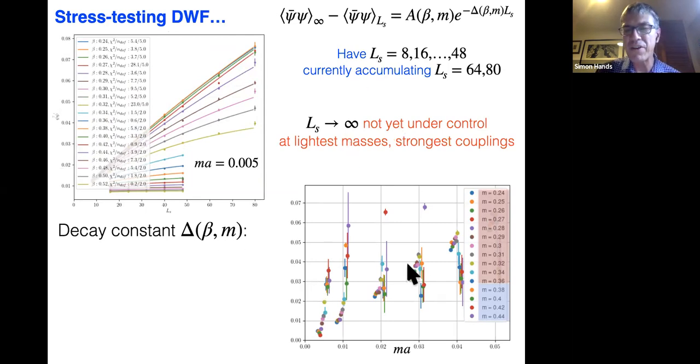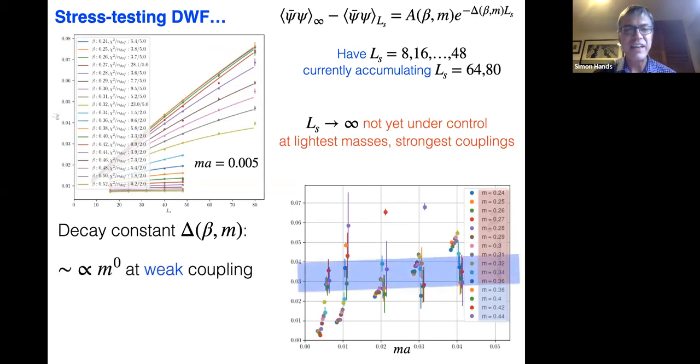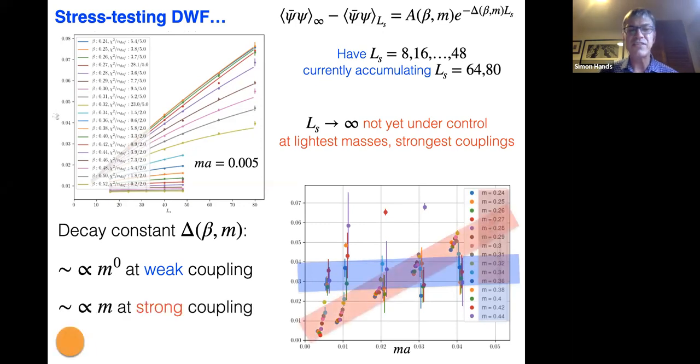Here is that decay constant. I've plotted it. This is quite a hard plot to read, so I'm going to helpfully color it in. It turns out that if you do the fit to this ansatz at weak coupling, then the decay constant delta is roughly mass independent. These are the points which are falling in this blue band. However, if you do the same exercise at strong coupling, then you can see that the decay constant is approximately linear in the quark mass. And that means, again, that life is going to get difficult. It's going to get hard to extrapolate to the infinite LS limit as I go to smaller and smaller quark masses.